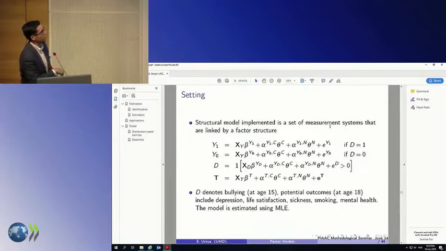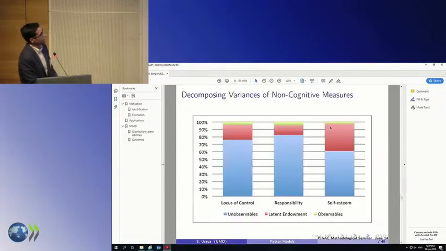If I was a victim of bullying, I will receive an outcome Y1. If I was not a victim, my outcome would be Y0, and then we identify these unobserved components using test scores from before the bullying happened. So first of all, we have locus of control, responsibility, and self-esteem pre-bullying. As a measurement system, the factors explain a significant fraction of the variance.